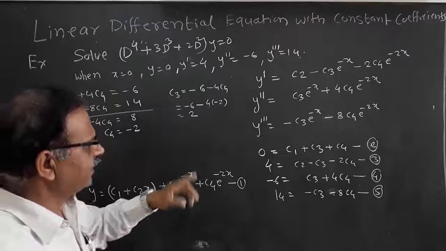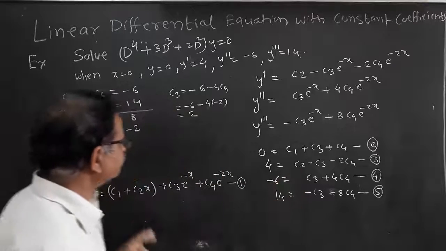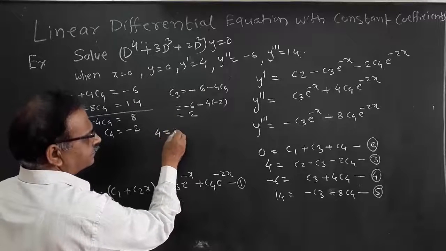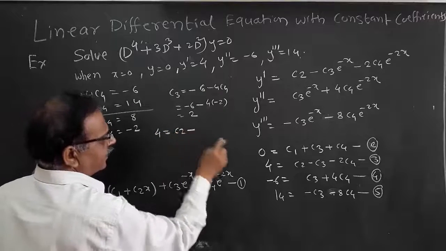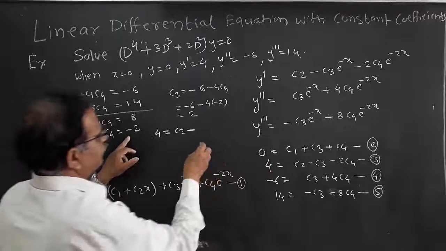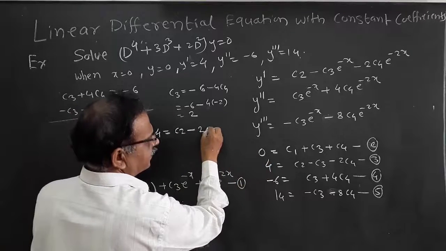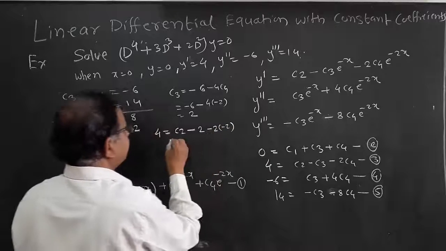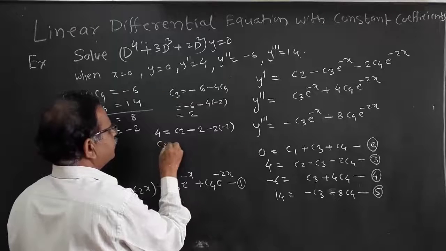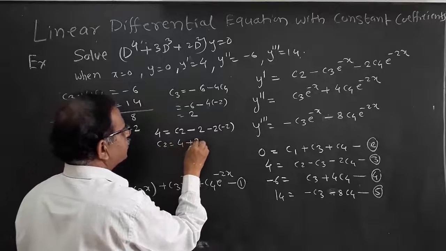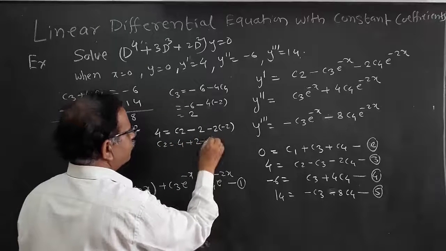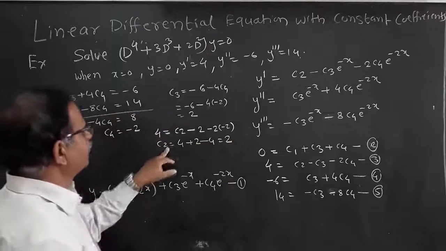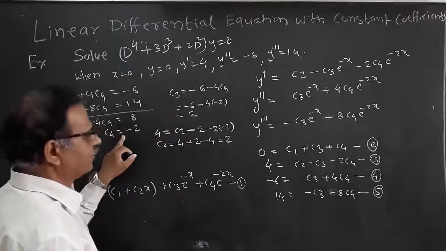We shall put these values in equation 3. We get 4 equal to c2 minus c3, minus c3 is minus 2, minus 2 times c4, that is minus 2 times minus 2. Therefore, c2 equal to 4 plus 2 minus 4, that is c2 equal to 2. Thus c2 equal to 2, c3 equal to 2, c4 equal to minus 2.